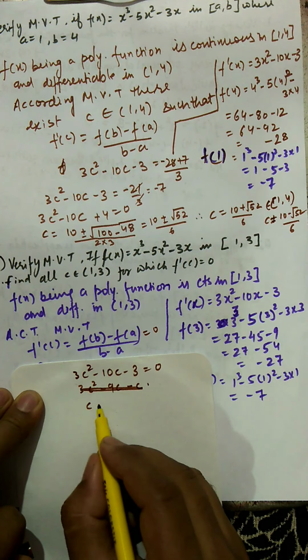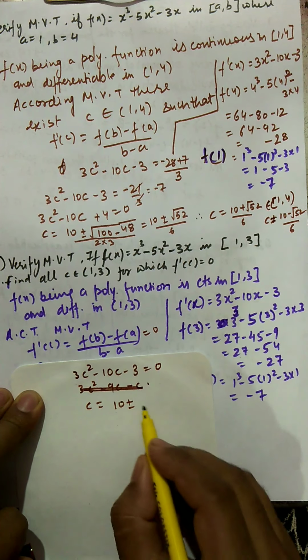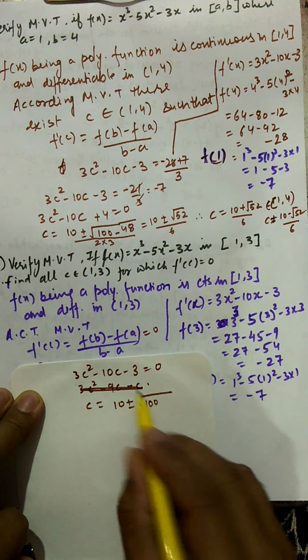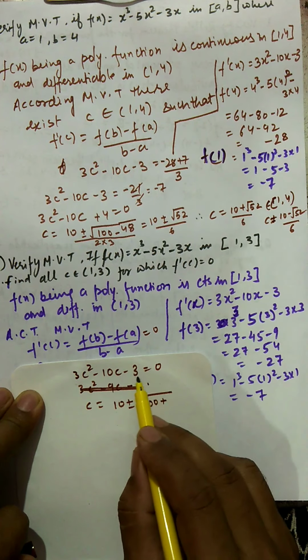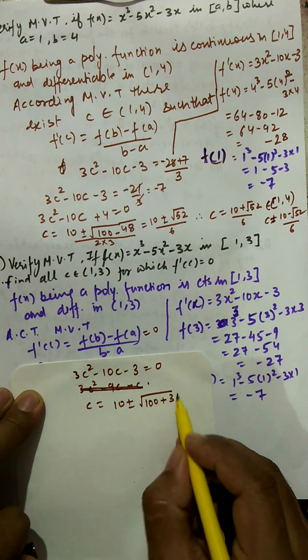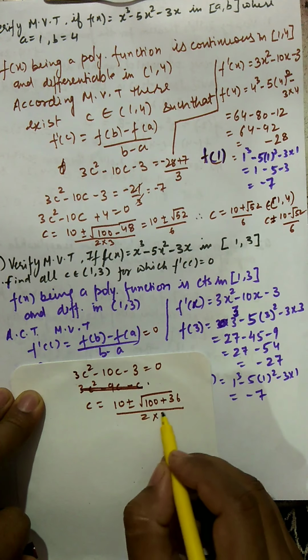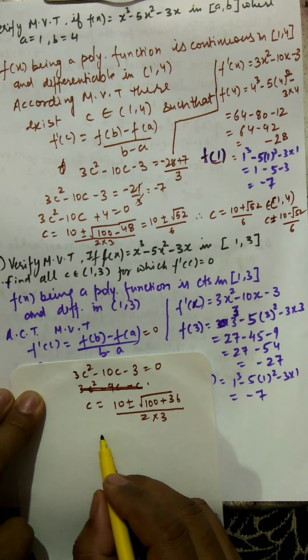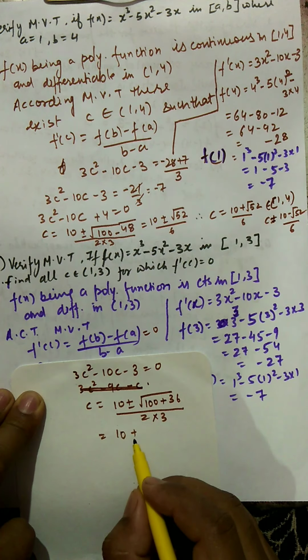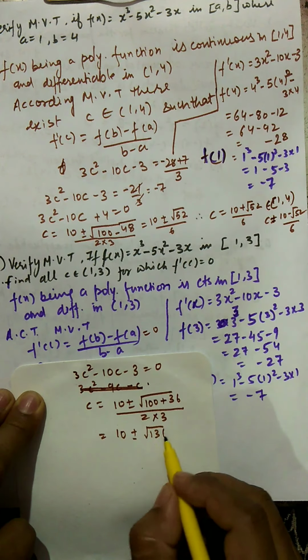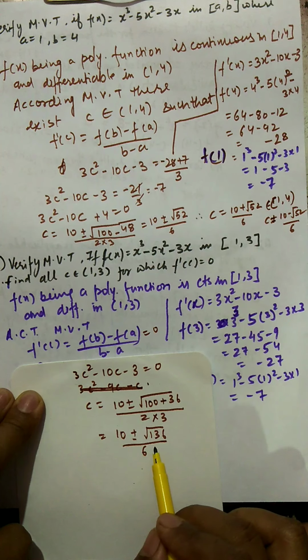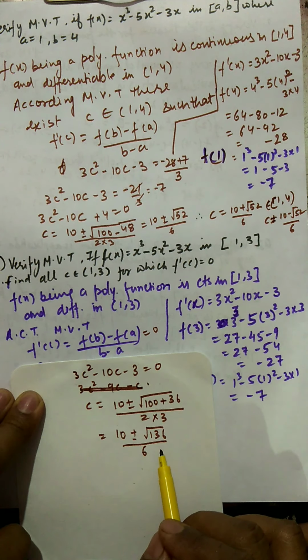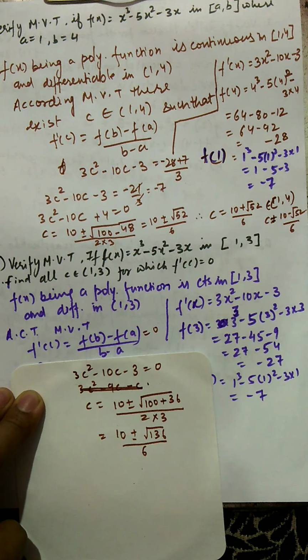We'll see what comes: c equals minus b, which is 10, plus minus under root b square, b means 100, minus 4ac, so this is 4 into 3 into minus 3, 36, upon 2 into 3. So you can see that the value is 10 plus minus root 136 upon 6. So there are two values of c, but if you take plus root 136, then this will be 10 plus something, so that we have to check.